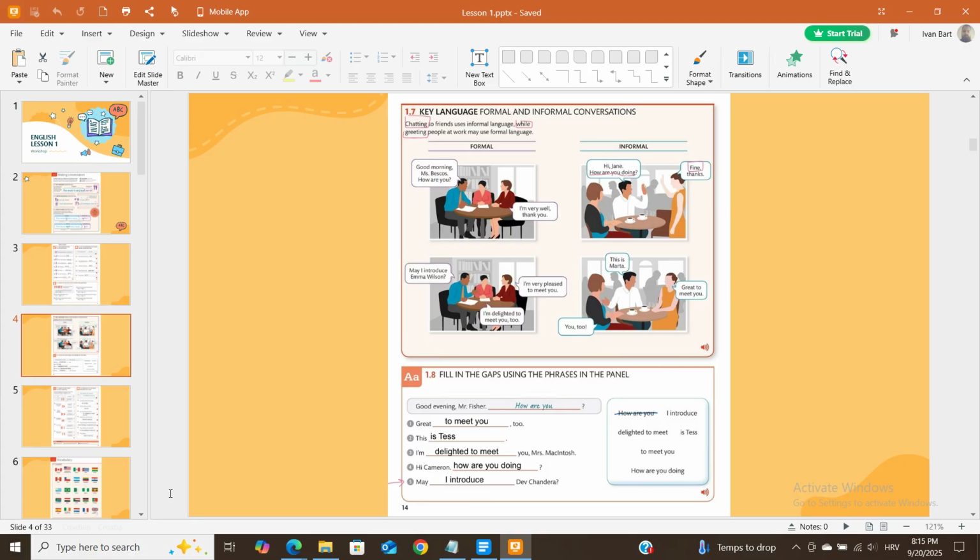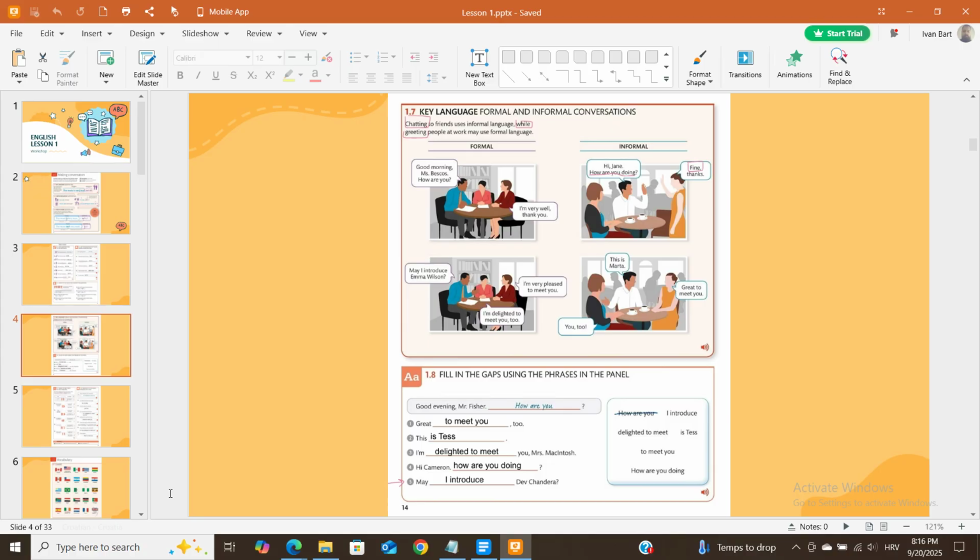Fill in the gaps using the phrases in the panel. Good evening, Mr. Fisher. How are you? Oh, great to meet you. This is Tess. Delighted to meet you. Hi Cameron, how are you doing? May I introduce Tess? Delighted to meet you, Mrs. McIntosh. How are you doing? May I introduce Dev Chandera?